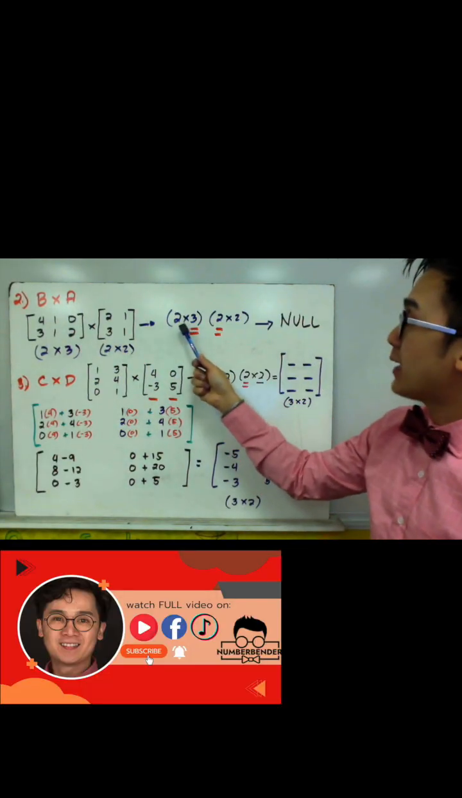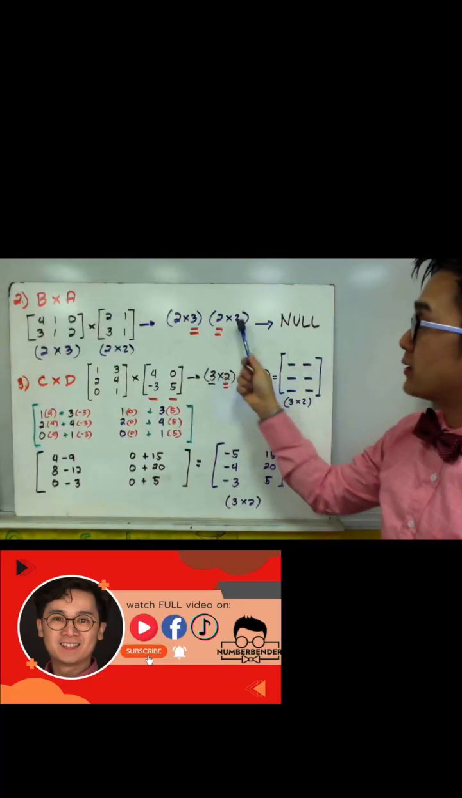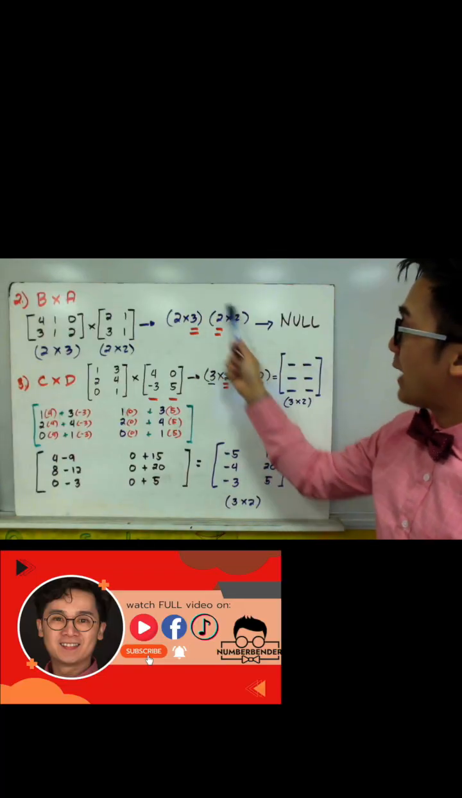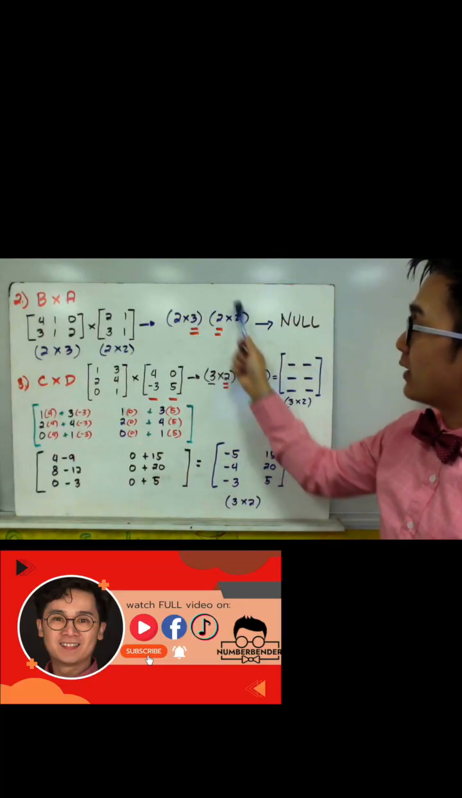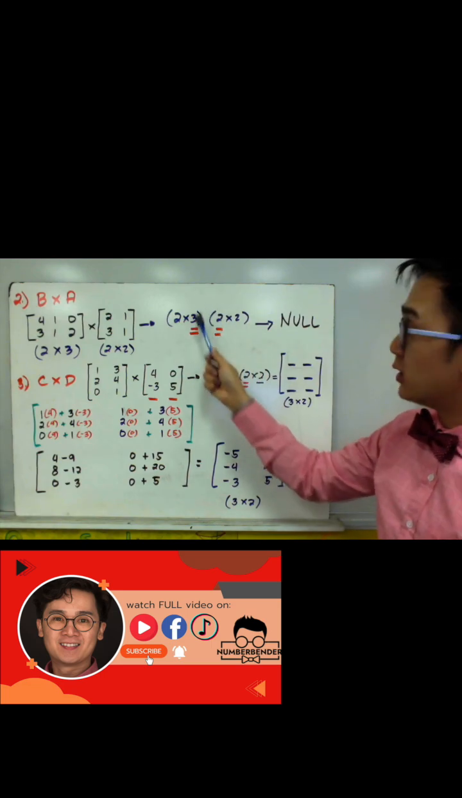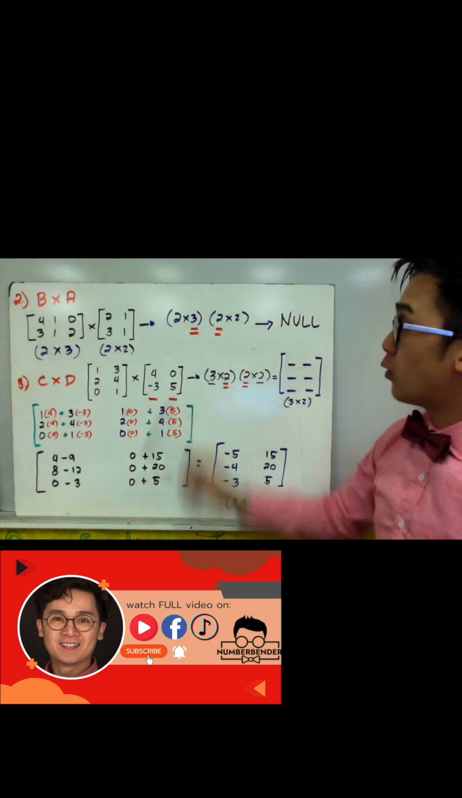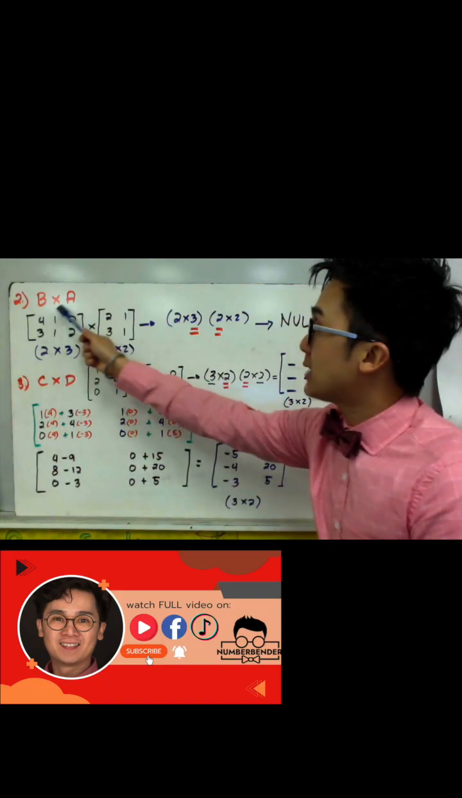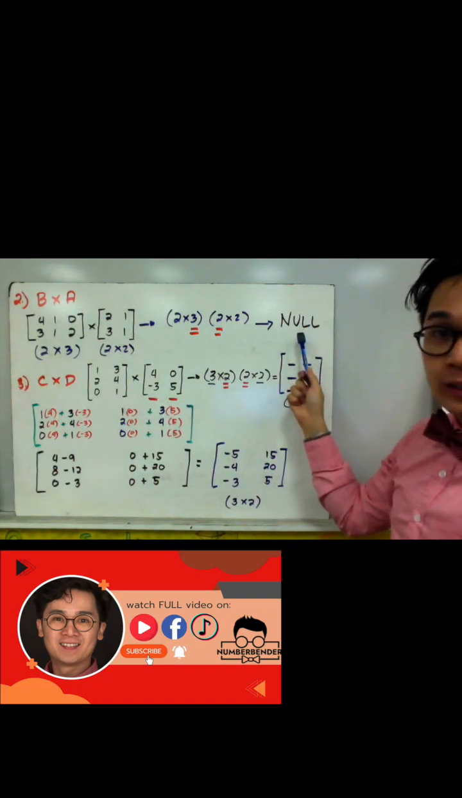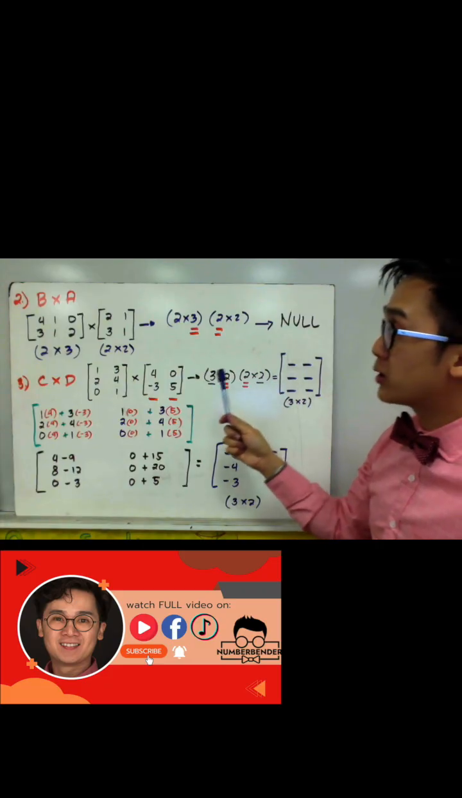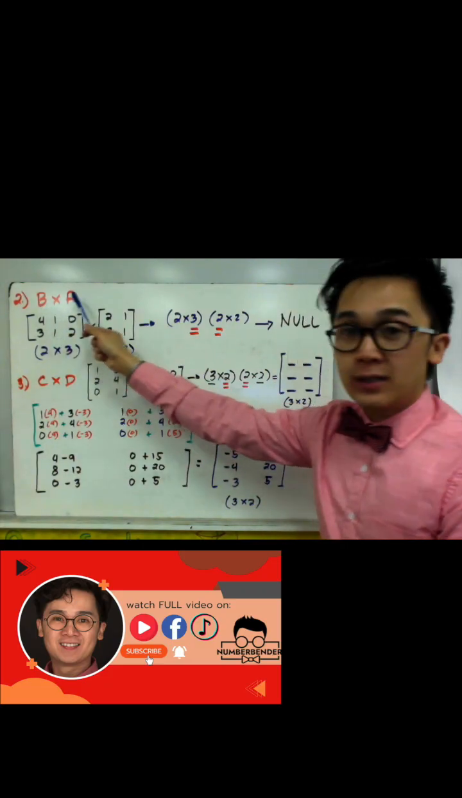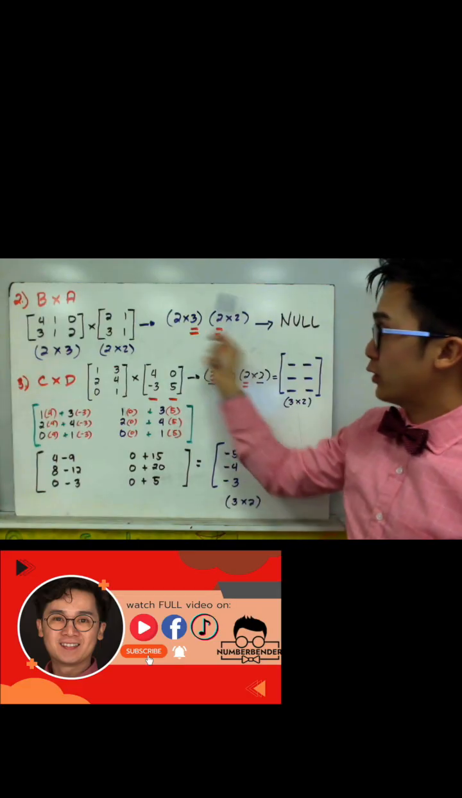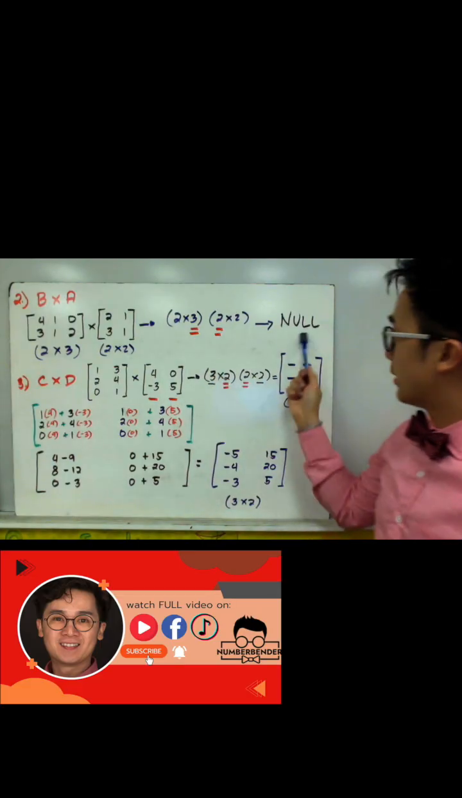By writing the order of the two matrices side by side, we found out that the inner numerical values of our order are not the same. Therefore, we can no longer continue with our steps. That means B times A is null or empty, because it is not possible to multiply matrix B and matrix A from our first step. So number 2, it's null.